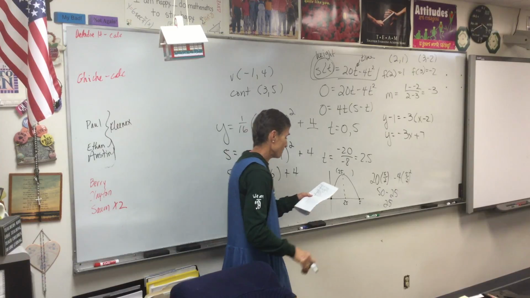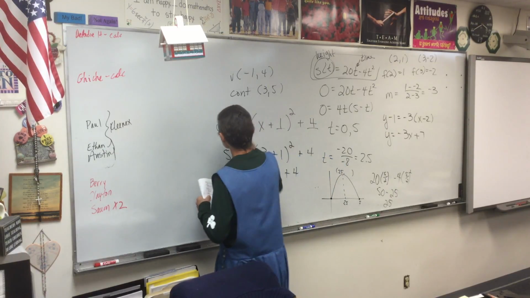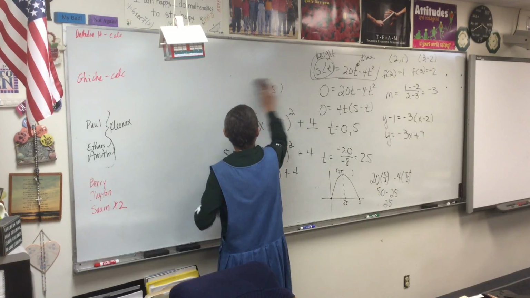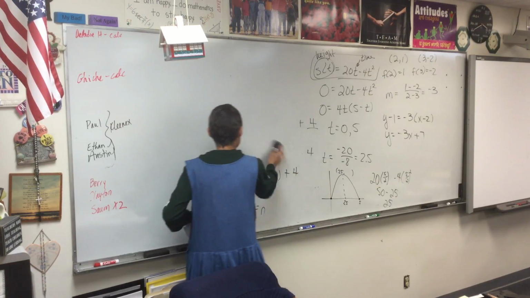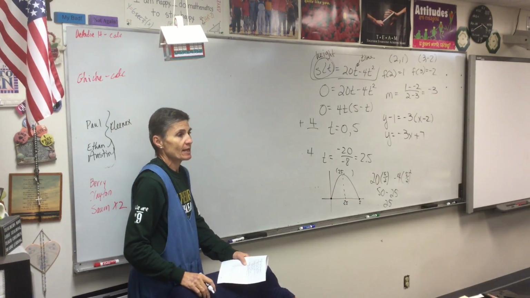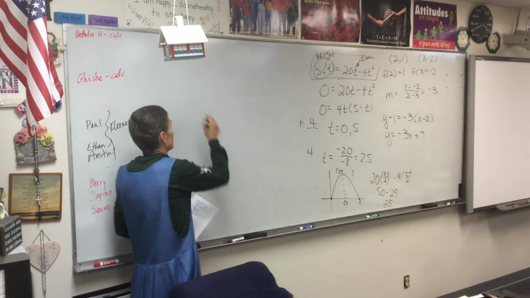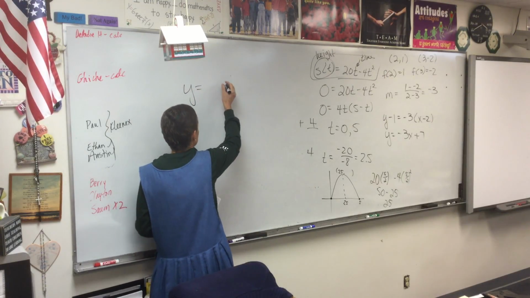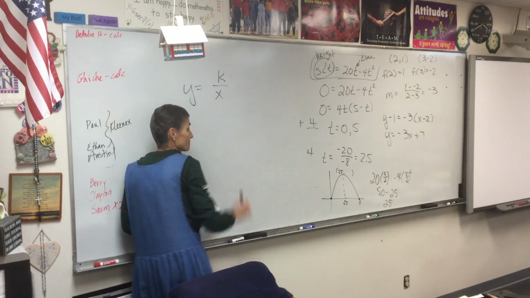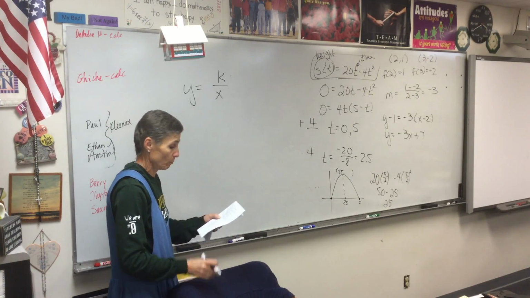That was pretty easy. Rate is inversely proportional to time. All right, stop right there. What general formula pops into your head when we say rate is inversely proportional? Y equals K over X. That's inverse variation, inversely proportional.